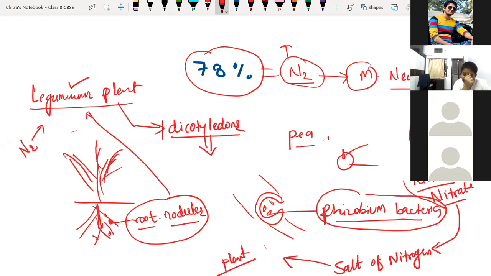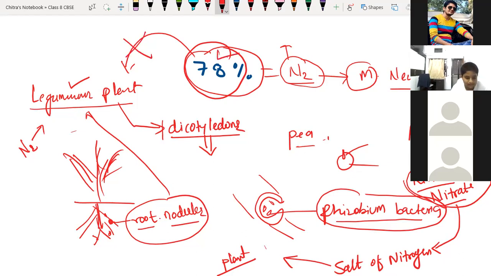Sir, it will not take it directly, right? Yes, the plant does not have the capacity to absorb that 78% nitrogen, but they can easily absorb the nitrite and nitrate form of nitrogen. Sir, does that mean they can directly absorb 22%? No, no, not like that. Leguminous plants do not absorb that nitrogen.